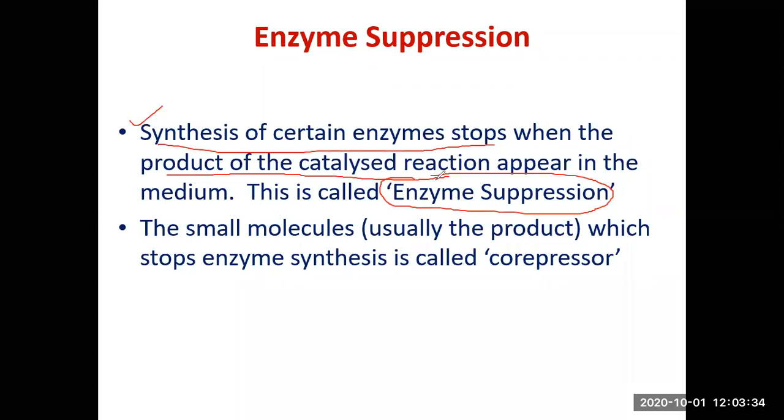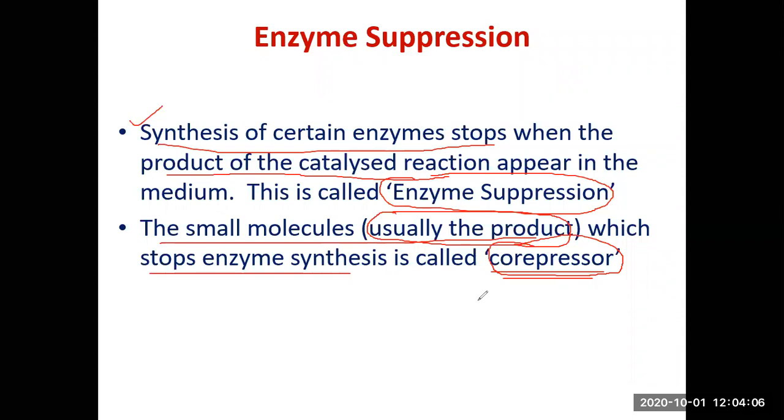So, enzyme induction and enzyme suppression. In the earlier case, we saw that the small molecule is usually the substrate. Here, the small molecule is usually the product of that particular enzyme catalyzed reaction, which stops the synthesis of the enzyme, and it is called a co-repressor. There we said inducer, here its name is co-repressor. And these enzymes are called suppressible enzymes.